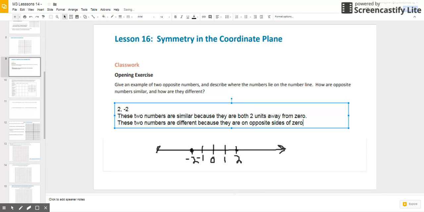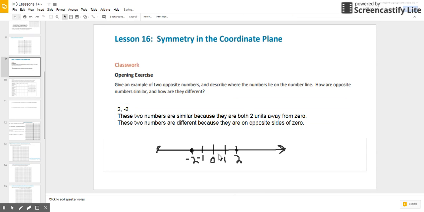There you go. So these are opposite numbers. They are symmetric with respect to the middle point of 0, because they're both 2 units away, but they're going simply in opposite directions. When we talk about the coordinate plane, we're talking about the same thing, except instead of having one 0 like a number line, there are 2 different 0s. There's an x that's 0, and then there's a y that's 0. We'll get into that in the next example.